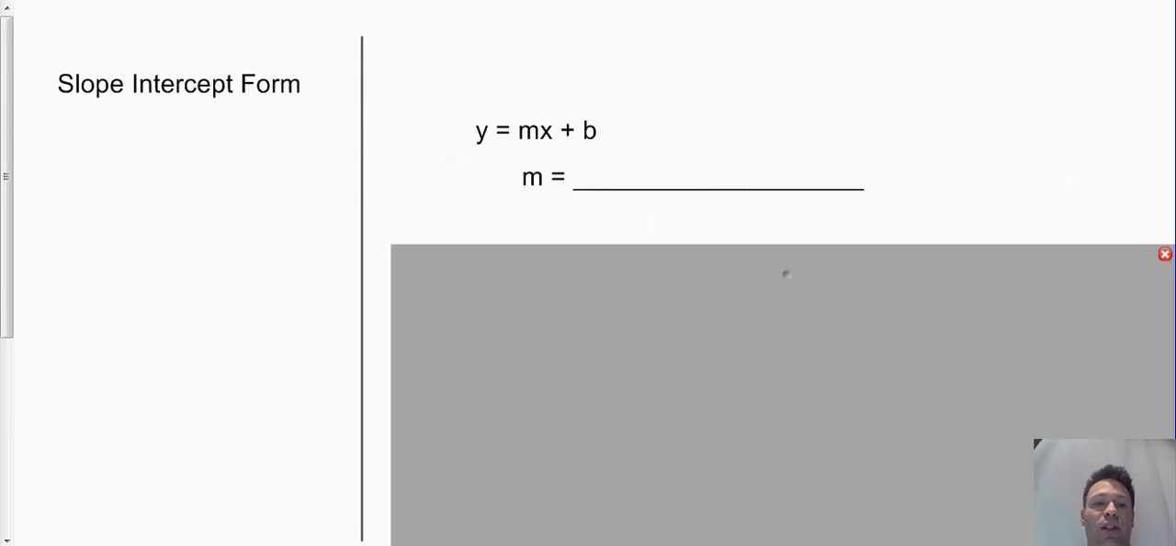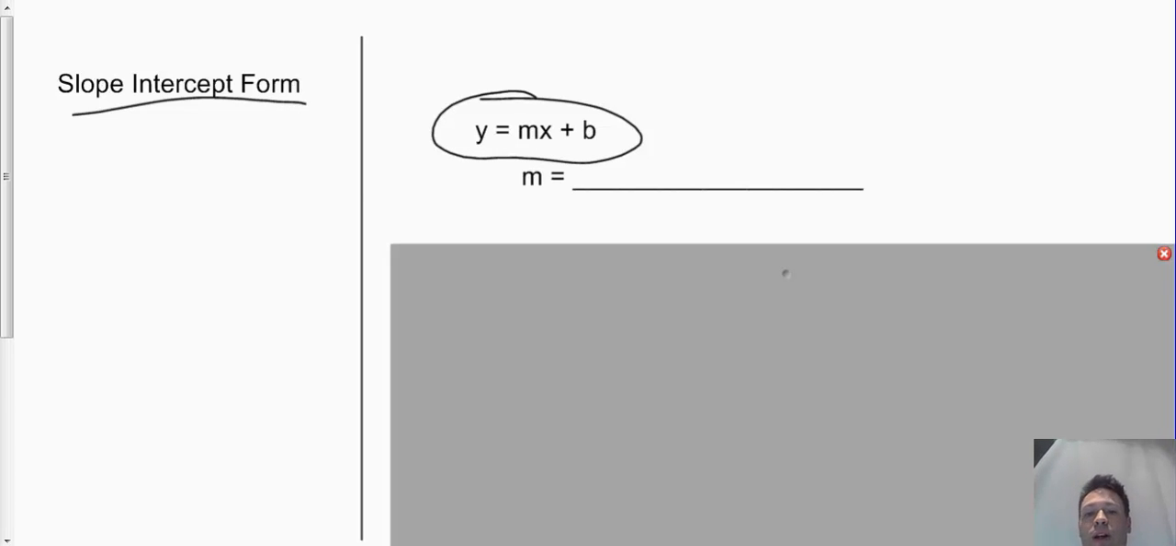Next thing we're going to talk about is something that should be pretty familiar, slope-intercept form. y equals mx plus b. We are going to diagram what this formula is. m we already talked about. m is your slope.